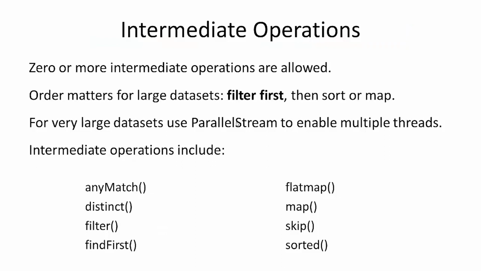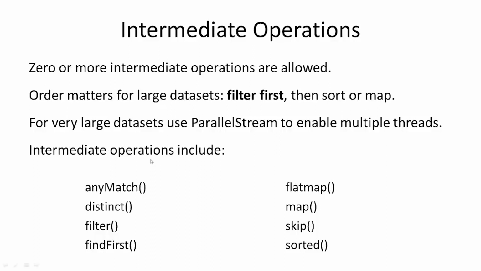So intermediate operations, like I said, 0 or more are allowed. And order matters. So for large data sets, you would be better off to filter first so that you can reduce the number of elements in the stream before doing a sort or map operation. That's going to improve your performance. And for very large data sets, you should consider using parallel streams so that you can leverage multiple cores of your processor by enabling multi-threading.